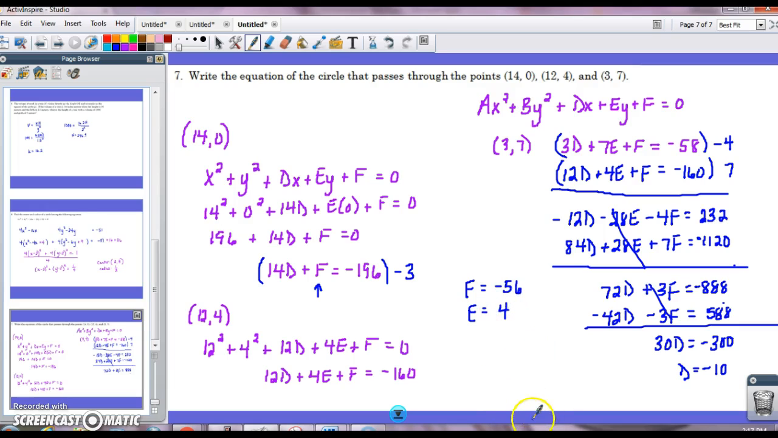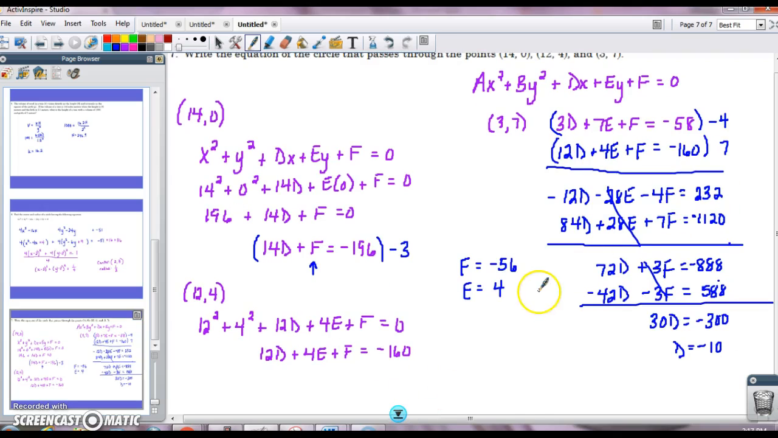And so your final answer then, you plug all that in. I'm running out of room here. You plug all that in to the standard form, and you end up with x squared plus y squared minus 10x plus 4y minus 56 equals 0. I'm trying to rush this so I don't run out of time.